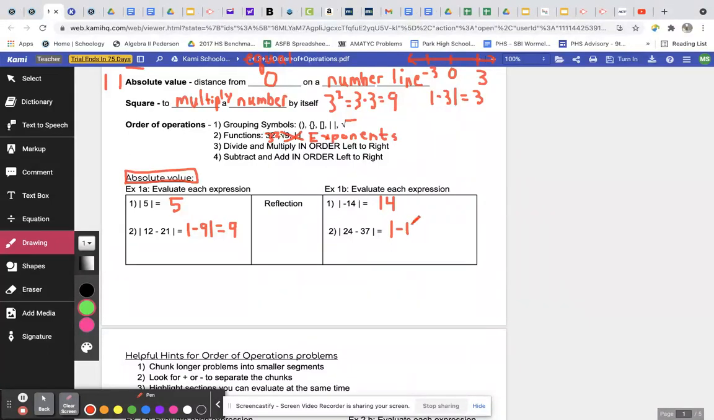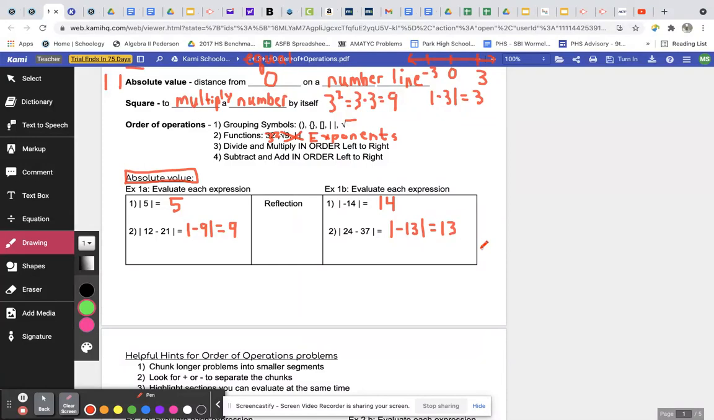So we're going to go ahead and write that down. Write down a negative 13. And the absolute value of negative 13 happens to be 13. So there it is, there's 13, and you are done. All right.